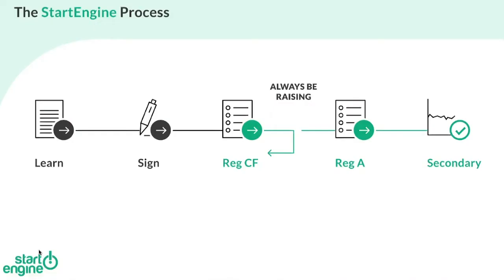You keep doing these Reg CFs until you get to a point where you're in a position to raise more than the $5 million cap. At that point, we start working on a Reg A. Reg A is up to 75 million, so you can raise a substantial amount more than a Reg CF. And then at the end of the day, you can list your shares on our new secondary platform.